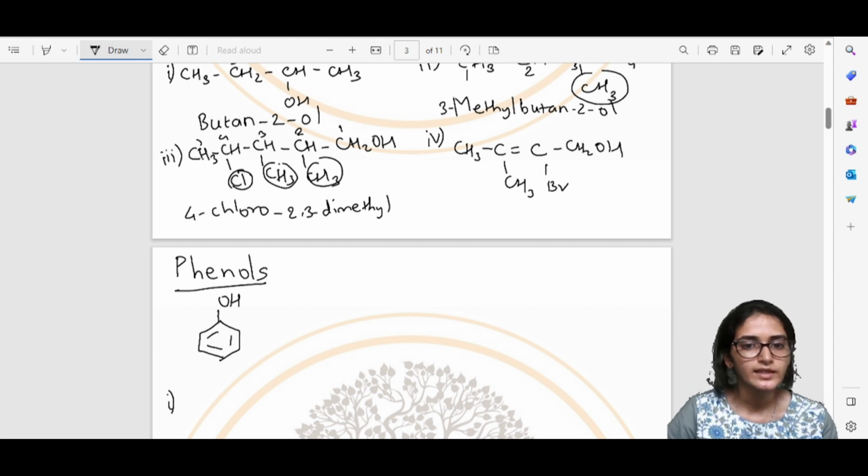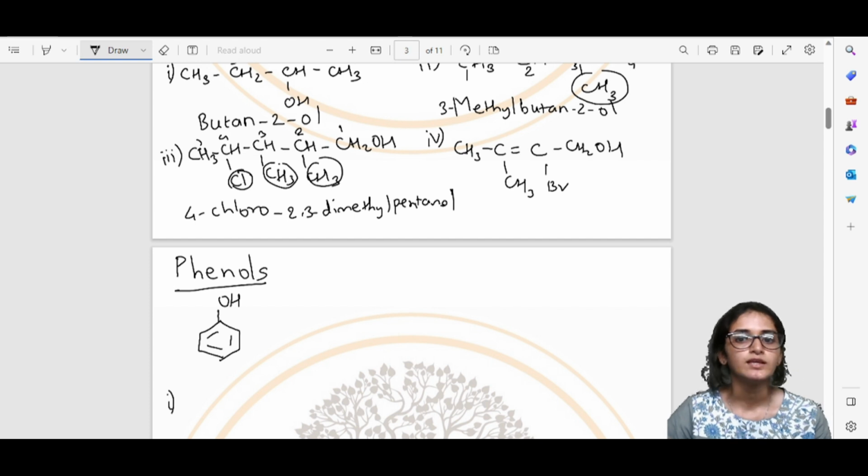How many carbons are there? 1, 2, 3, 4, 5. So pentanol. So this will be the name of the compound. Okay, and the last one we will see here.